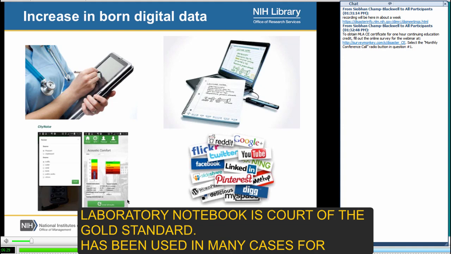We also have data in terms of things like, as I mentioned, all these sensors around us. Those are collecting digital data.